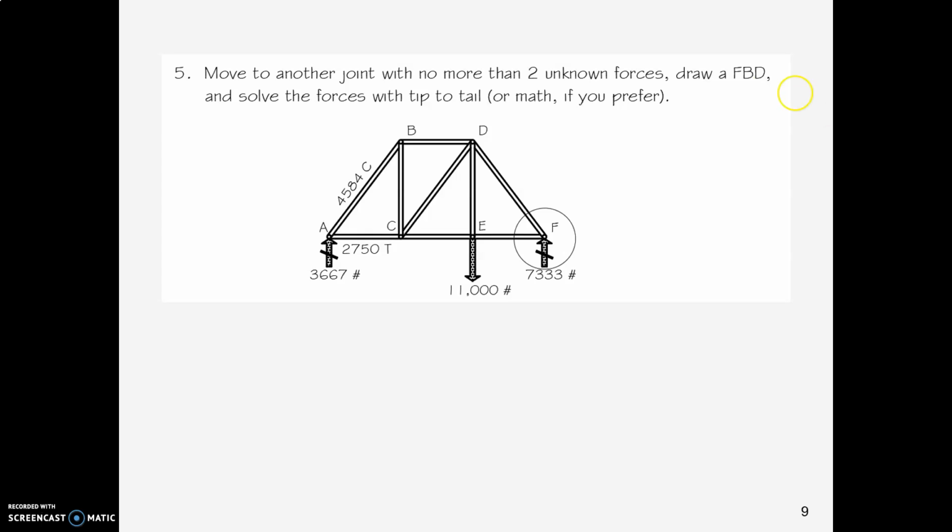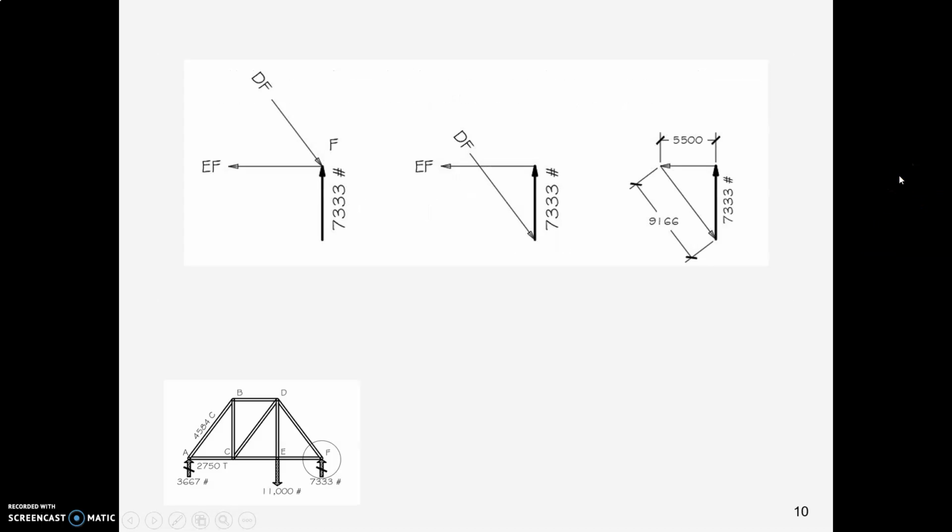What's my candidate? Well, F over here looks like a candidate, so I'll make a free body diagram of that. There's my free body diagram. And now I will draw forces tip to tail from joint F. The only length I knew was this reaction, 7333, that we solved earlier. So I can draw that one the right length.